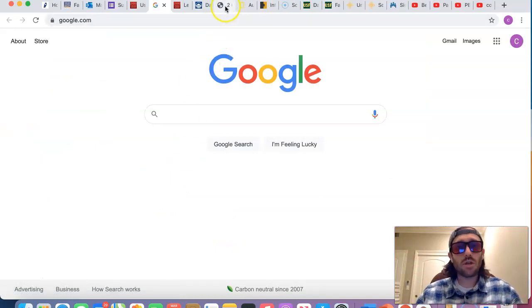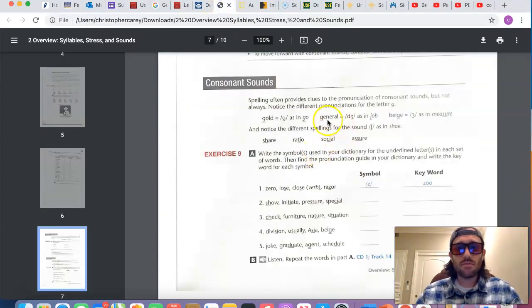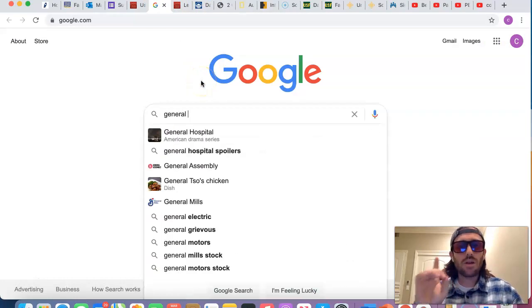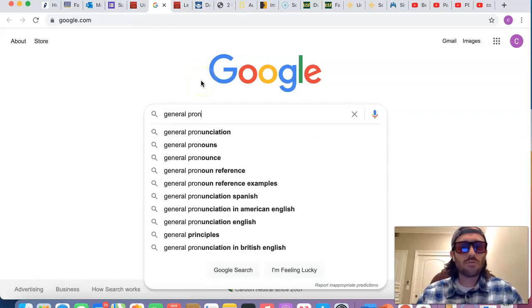The word we were just looking at here, general, because that word may exist in your first language, but it's pronounced very differently, right? So putting it into Google, we're going to put general, and then we're also going to add the word pronunciation.